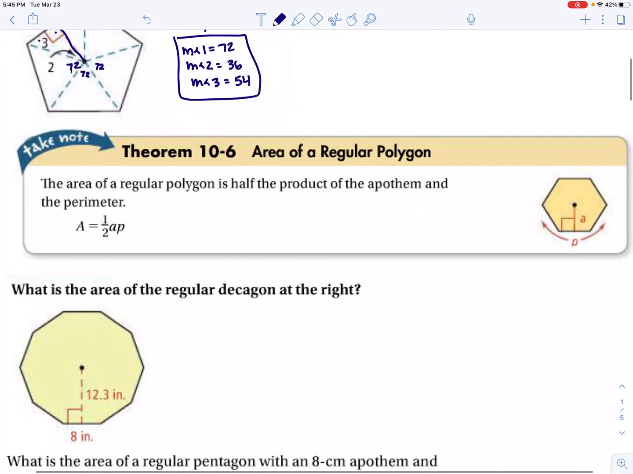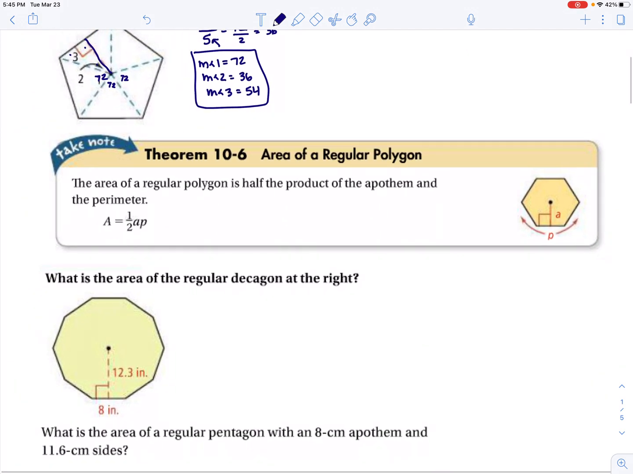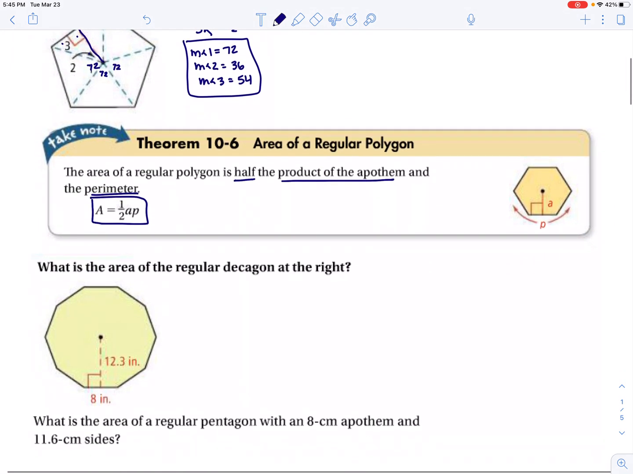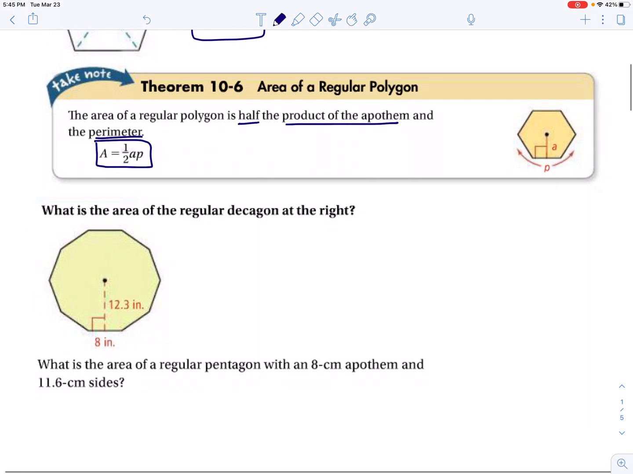Here is the formula that you're going to use when you find the area of a regular polygon. And it tells you exactly what it is. The area of a regular polygon is half the product of the apothem and the perimeter. So perimeter we know is the distance around the edges, and the apothem goes from the center perpendicular to a side. So think of it as like a height of the triangle.